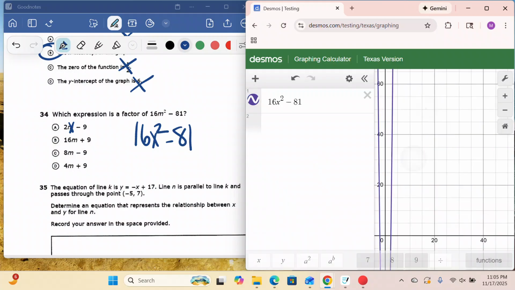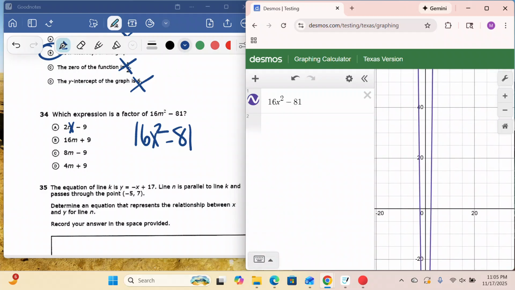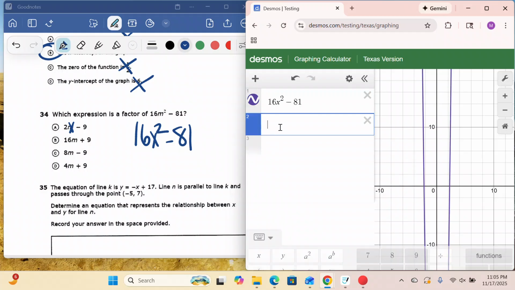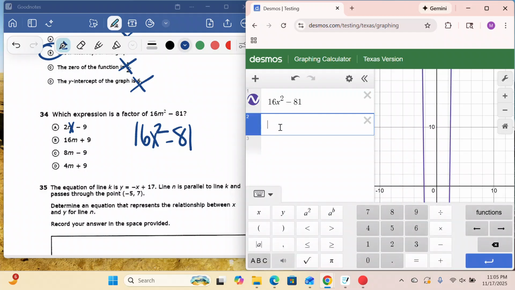That gives me, and I'm going to find my x-intercepts, and I can always enlarge them here. There's one x-intercept, there's the second x-intercept. Now I'm going to find out if 2x minus 9 goes straight through my x-intercept. If it does, it's a factor. If it doesn't, it's not a factor. 2x minus 9.